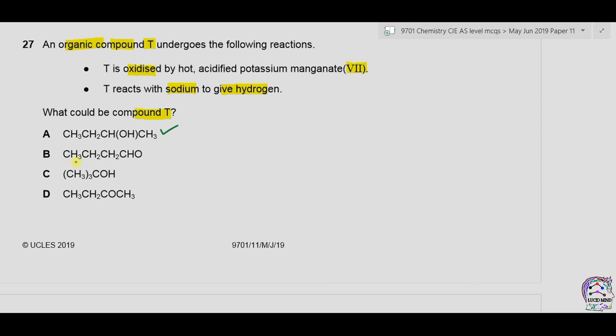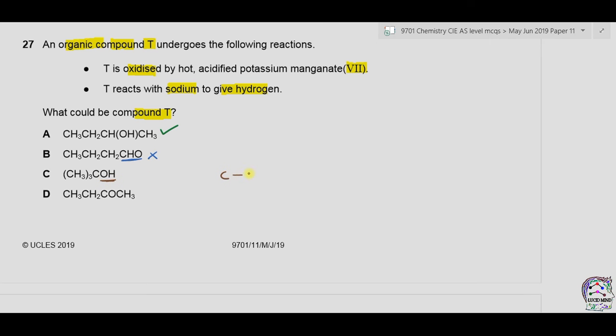Let's draw B. In B we can see that it is an aldehyde functional group and there are 4 carbon atoms. Now an aldehyde can be oxidized by hot acidified potassium manganate to form a carboxylic acid. So the product will be like this. But an aldehyde cannot react with sodium metal to give any product. So B is incorrect.